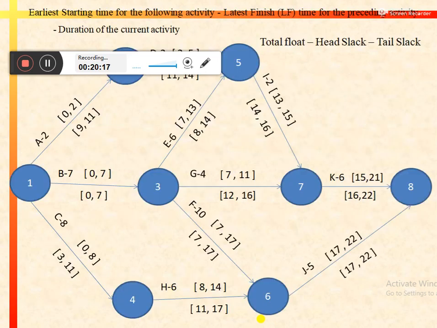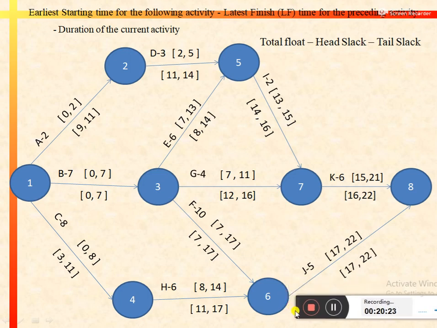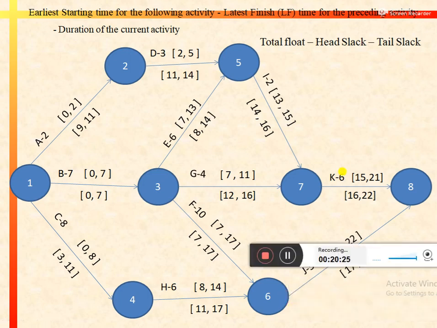So to understand the concept of independent float, let's go on this network. So we can use either of the expressions to calculate the independent float for any of the activities given here. Suppose we want to calculate the independent float for activity G.